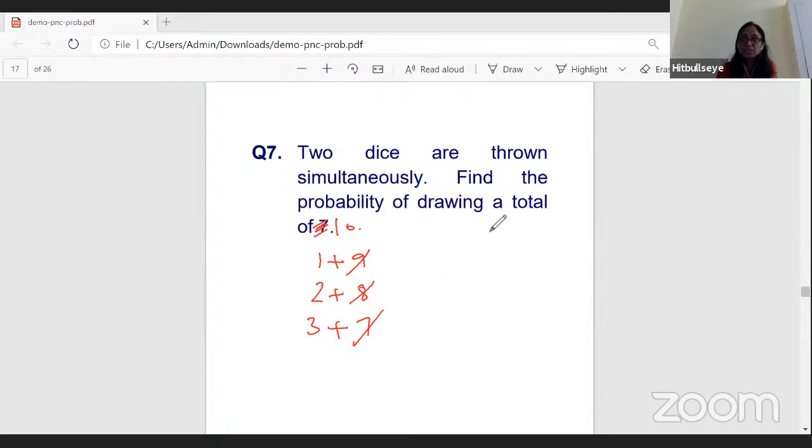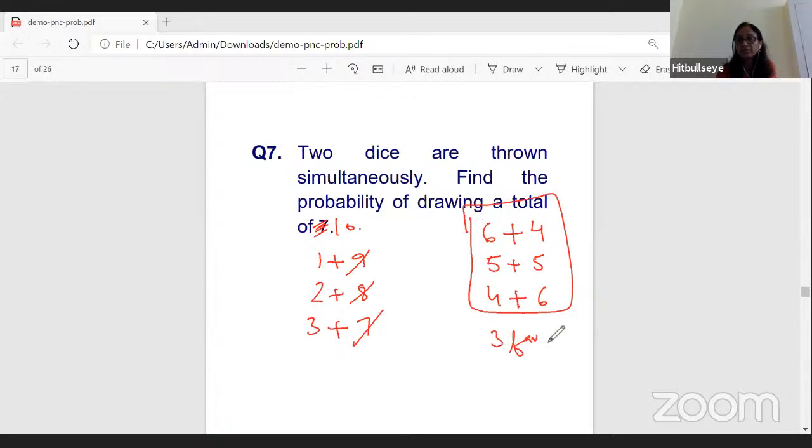Always think like this: 6 is the biggest number that I can have. So 6 on the first die, 4 on the second die. Then 5 on the first die, 5 on the other die. Then 4 on the first die, 6 on the other die. That's it. These are the only 3 favorable cases that I can have. Is that clear, everyone? So don't always try to think of all possible cases. Immediately start with 6. So 6 with 4, 5 with 5, 4 with 6, then 3 with 7 is not allowed, so I stop. So 3 favorable. Total is again 36. So 3 by 36, that is 1 by 12, is the answer.